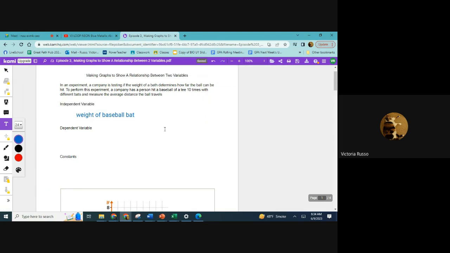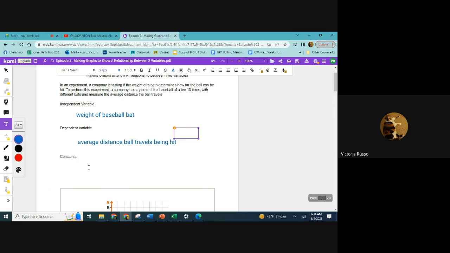And then, what are we trying to see? Well, the dependent variable is what the person is measuring to see the effect that the independent variable has. If we look into the data, we'll often see the word measure or record. So here, the person is recording the average distance that the ball travels after being hit. Now, just to note, the word average means that they're doing it multiple times. So let's say they hit the ball 10 times. They would measure the distance 10 times and divide by 10 to get the average distance.